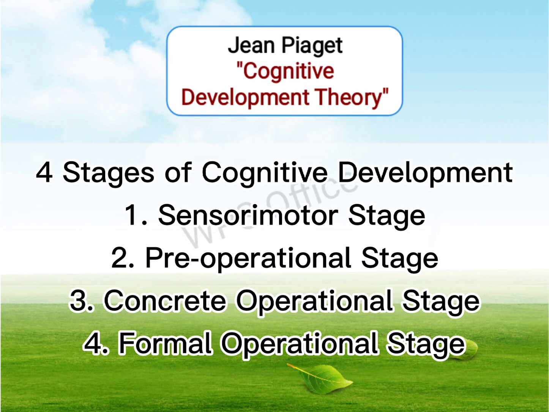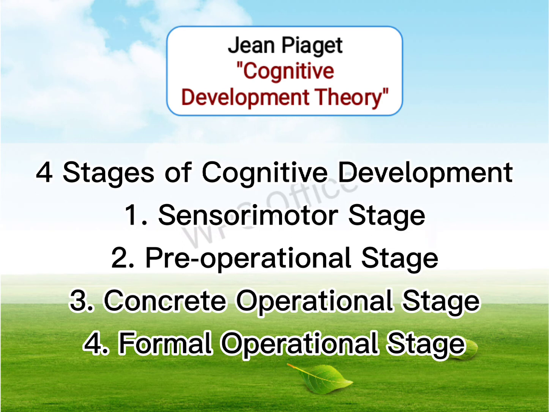The third one is the concrete operational stage. This is a period between ages 7 and 11, during which children gain a better understanding of mental operations. Children begin thinking logically about concrete events, but have difficulty understanding abstract or hypothetical concepts.